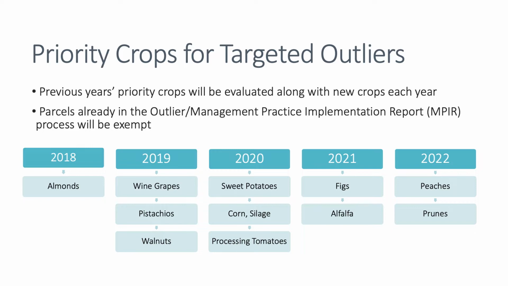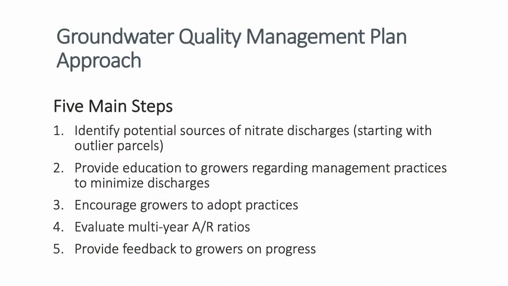This year we have pistachios, walnuts, and wine grapes. Next year, we're going to be focusing on sweet potatoes, corn silage, and processing tomatoes. And then in coming years, figs, alfalfa, peaches, and prunes. Now, this year, we're also going back to the almond data, and if there are growers whose 3-year averages indicate an outlier field, then those are added to the outreach and education process that we are now doing with pistachios and the other crops.